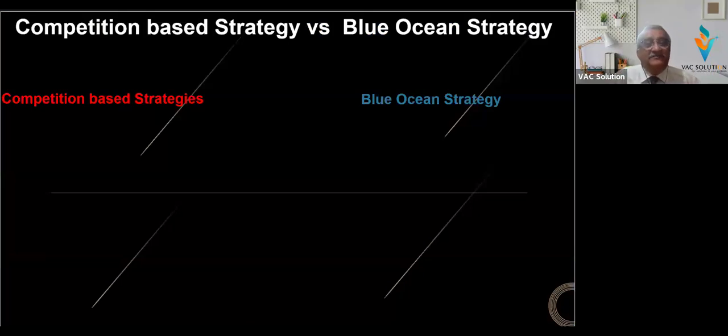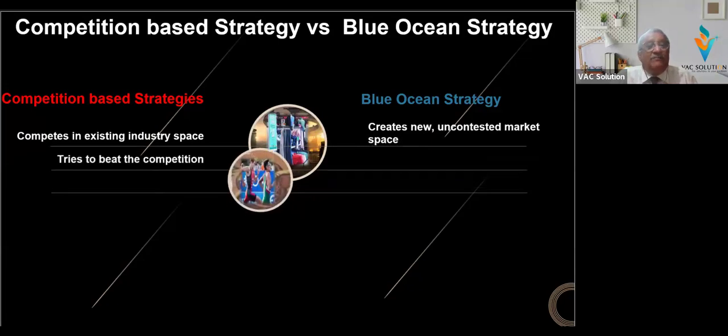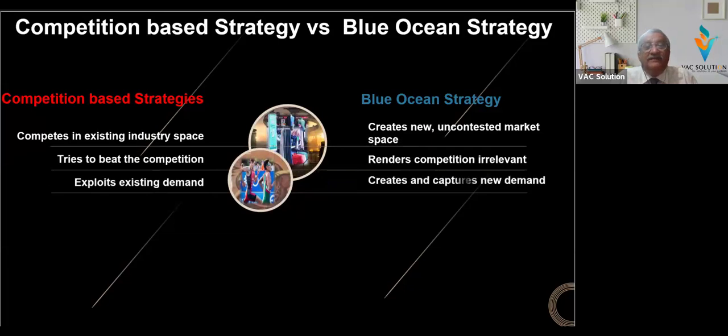Now let us understand the difference between competition-based and blue ocean strategy. Competition-based strategy, which is what we are all practicing, competes in the existing industry space. Blue ocean strategy creates new uncontested market space. Number 2, it tries to beat the competition, versus rendering competition irrelevant. It exploits existing demand, versus capturing new demand. Can anyone tell me, from the discussion that we just had, what I mean by tries to beat the competition, renders competition irrelevant?